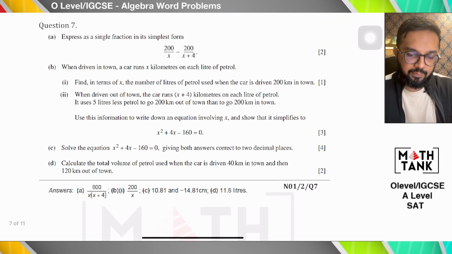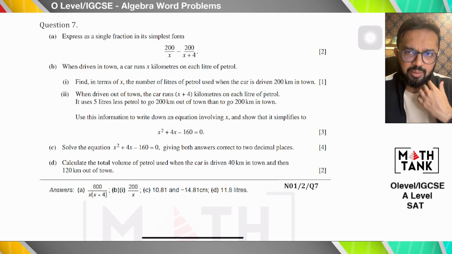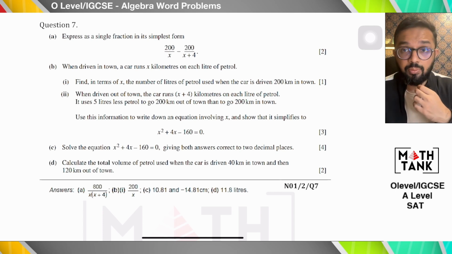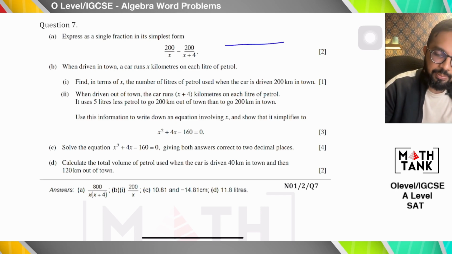Let's look at the last one for this video. I think this is again something related to speed, time, and cars and so on. Then we'll have a separate video for mensuration questions that involve algebra, not mensuration on its own. We'll talk about mensuration on its own in a separate marathon. Okay, express as a single fraction. I think that's simple.